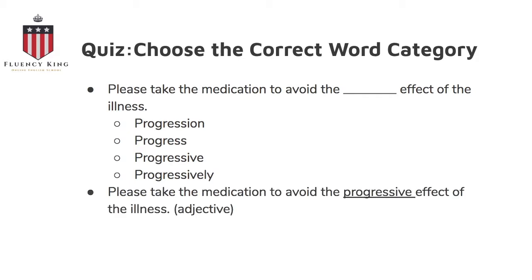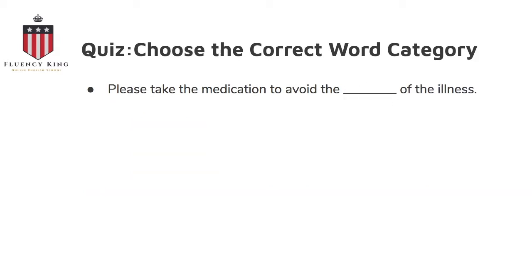It would be the adjective form. Please take the medication to avoid the progressive effect of the illness. So you would know to use the adjective form because the noun is effect, the effect. So you want to put a descriptive word before the noun.